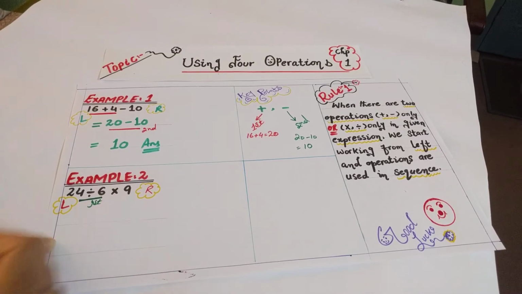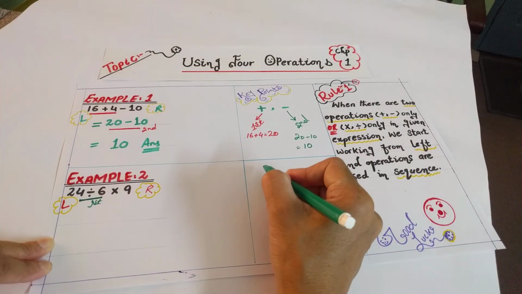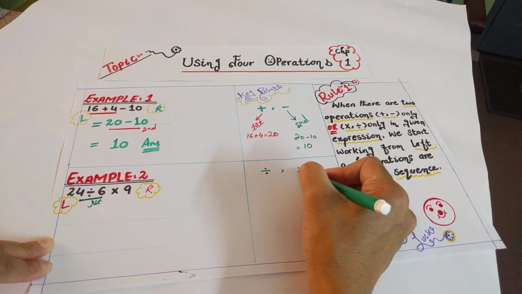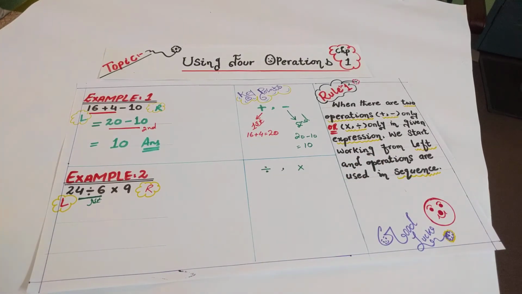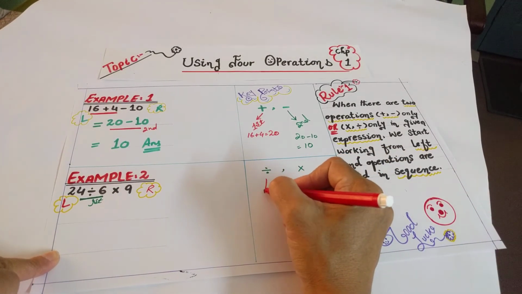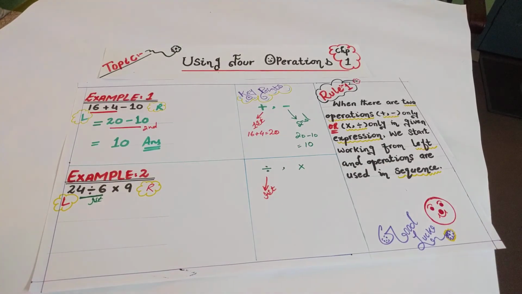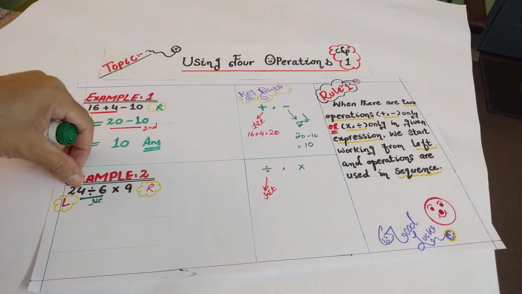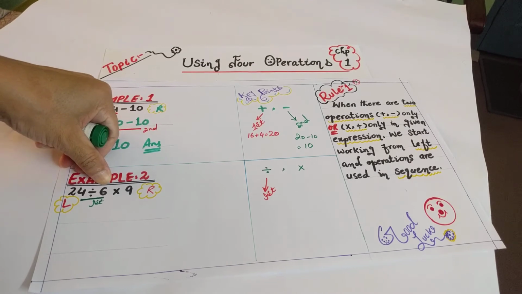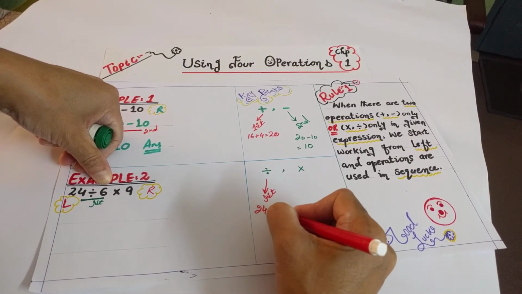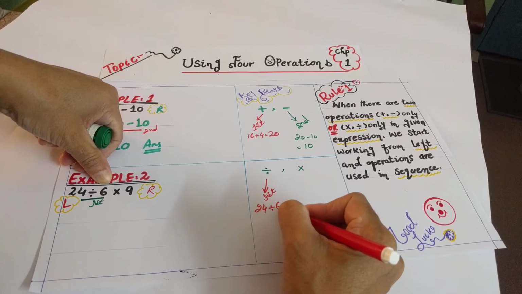We will solve the division sign because we have two signs, division and multiplication. From the left side, our first sign is the division sign. So firstly we will solve the division. What's in division? 24 divided by 6. Let's solve this one. 24 divided by 6.